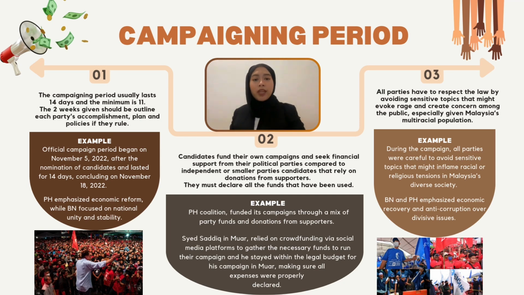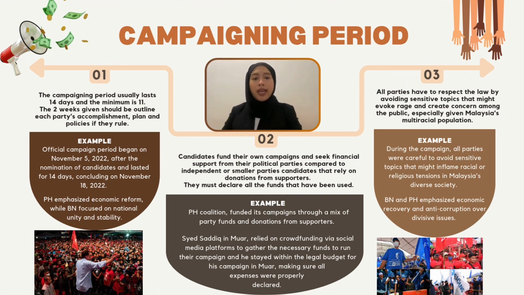An example of the campaign period can be seen during the 15th general election in 2022. In GE15, the official campaign period began on November 5, 2022, after the nominations of candidates, and lasted for 14 days, concluding on November 18, 2022. During this time, political parties and independent candidates campaigned heavily to gain voter support. For example, Pakatan Harapan under Anwar Ibrahim emphasized economic reform, while Barisan Nasional focused on national unity and stability.